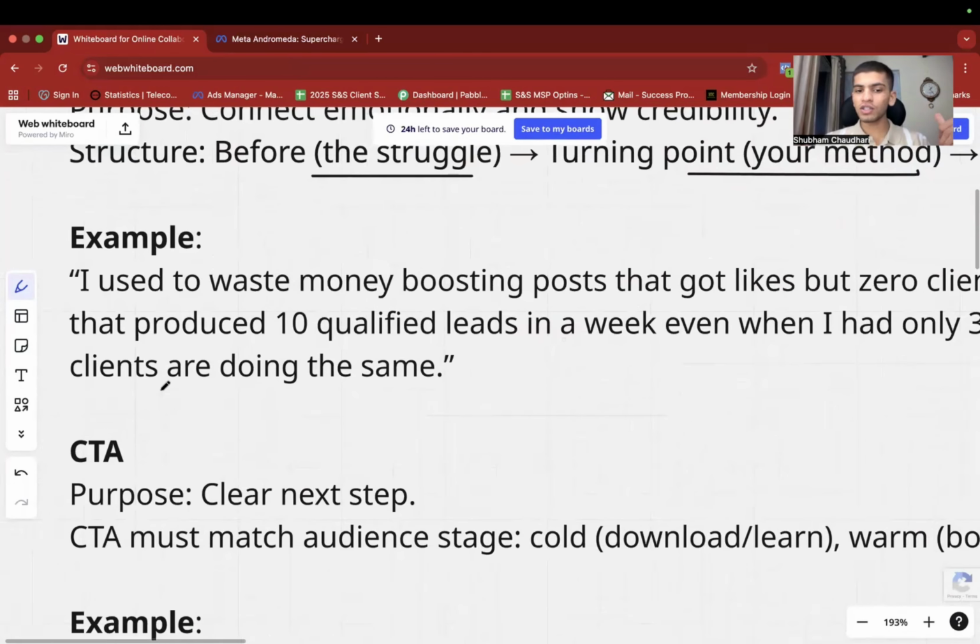And the call to action should be very clear. I'll tell you very honestly, I have tried call to actions altogether, and for me, this has worked: the call to action for each stage of your audience should be different.